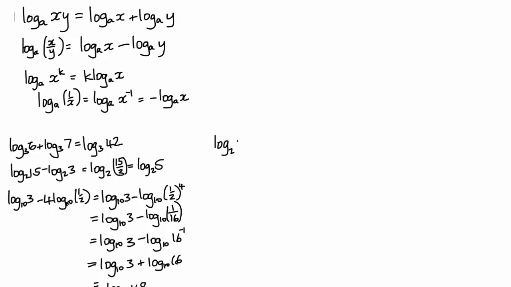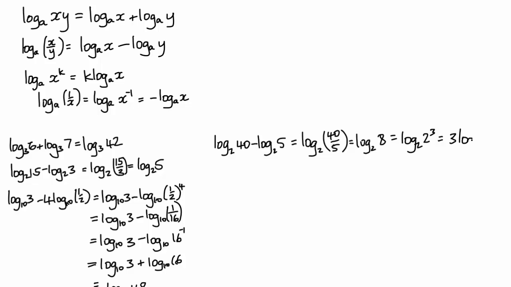Log to the base 2 of 40, take away log to the base 2 of 5 is log to the base 2 of 40 over 5, which is log to the base 2 of 8, which I could stop there, but if I realise that 8 is 2 cubed, then that's 3 log to the base 2 of 2, and log to the base 2 of 2 is the number 1, so my final answer simplifies down to 3.